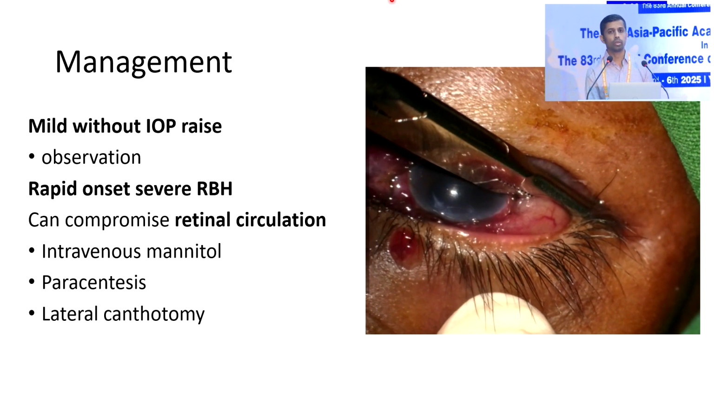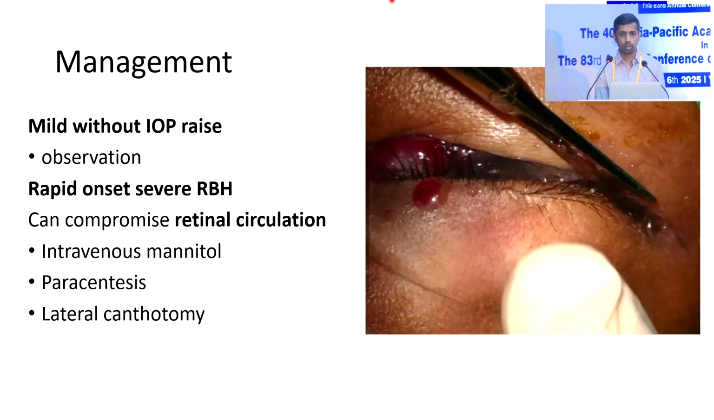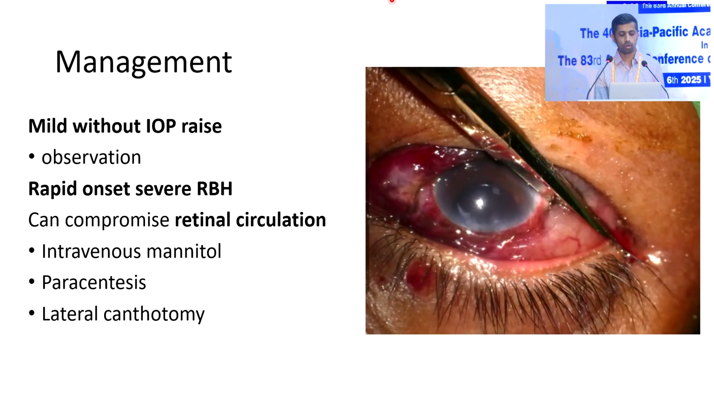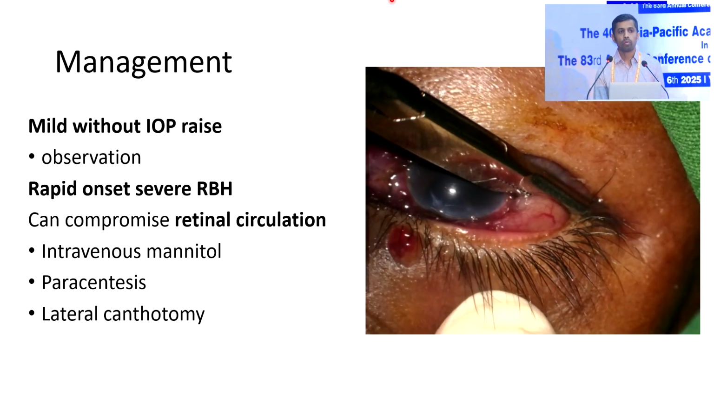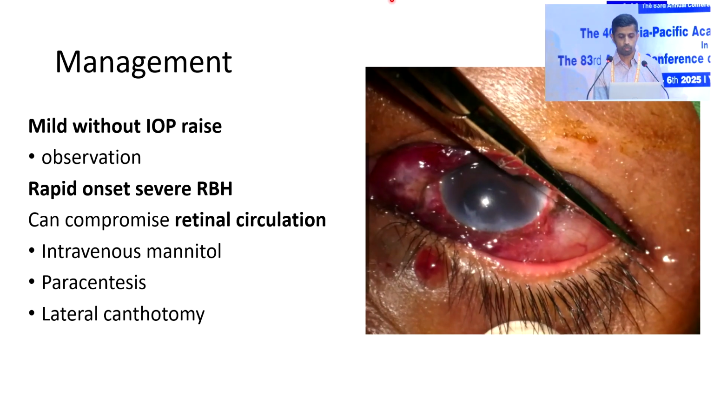Mild cases without intraocular pressure rise can be just observed. Rapid onset severe retrobulbar hemorrhage requires urgent attention and it can compromise retinal circulation. We have to deal with it urgently in the form of giving intravenous mannitol, paracentesis, or performing lateral canthotomy.